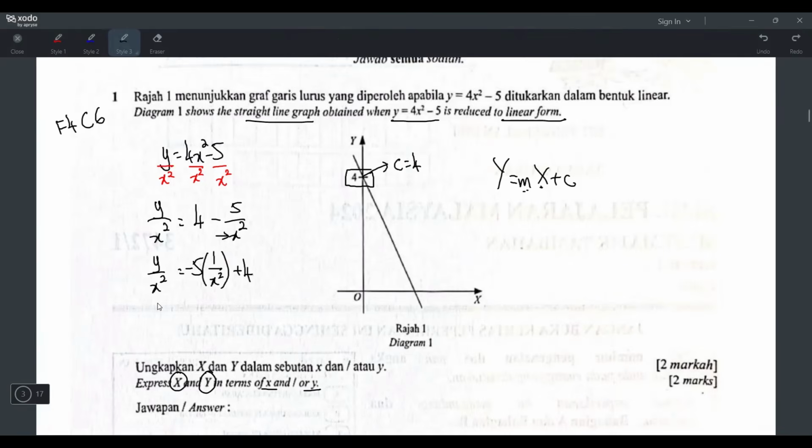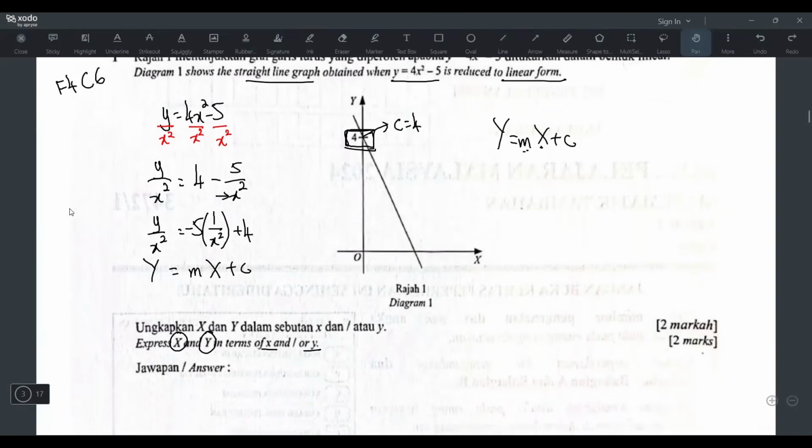So now you can very proudly write the y equals mx plus c. And remember, the y and x have to be capital letters. So you can see the y-axis, you can see the x-axis, and the c is 4, which matches with the straight line in the diagram. Because the straight line in this diagram, the y-intercept is also 4, and you get 4 also, right? And as you can see the gradient is clearly negative 5. But I don't think I'll be needing the gradient for this question.